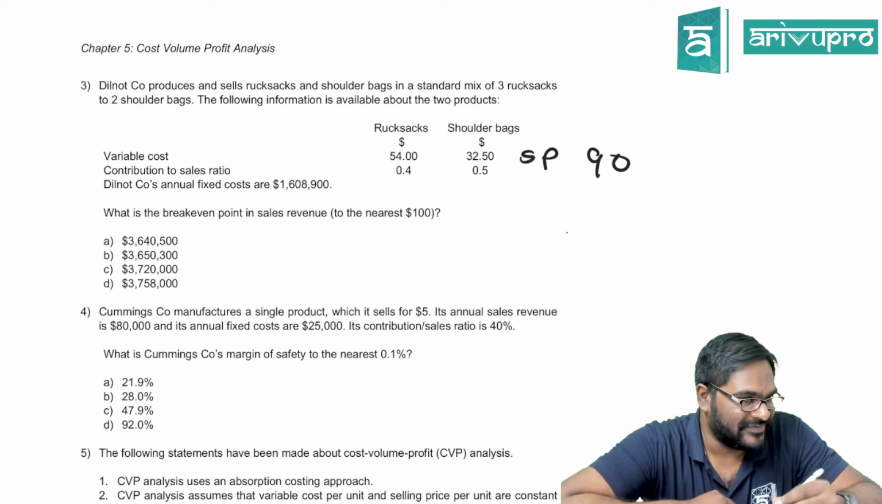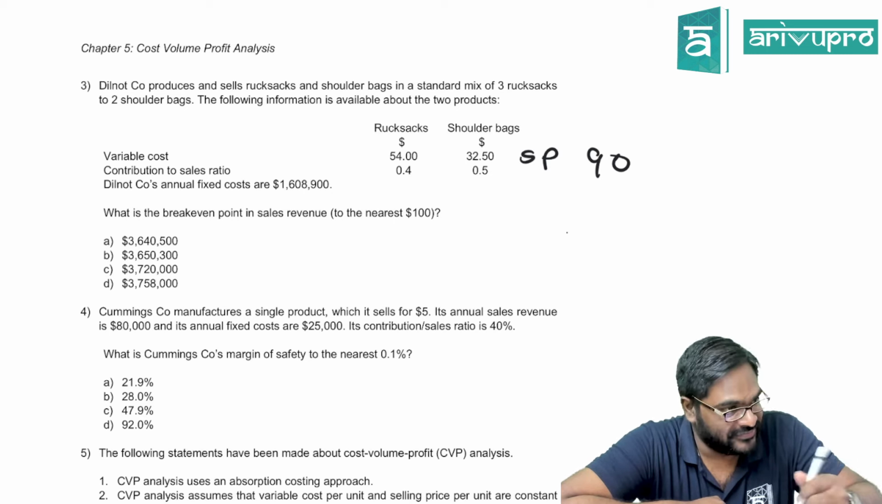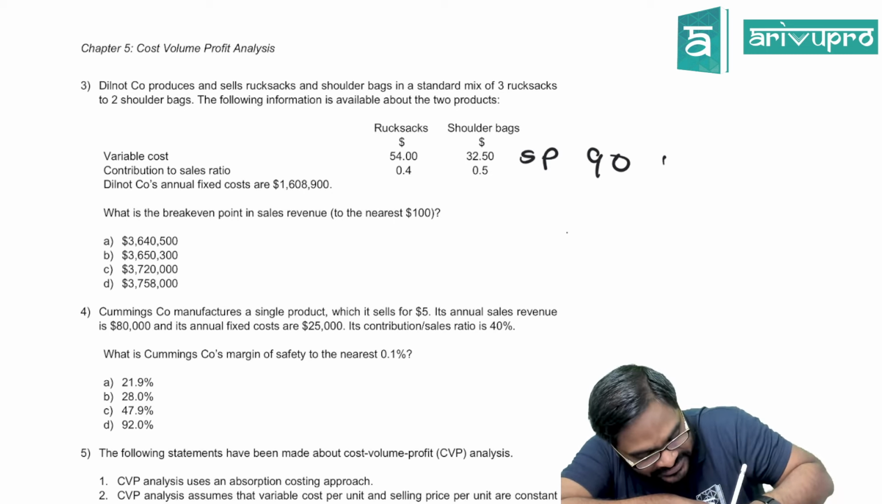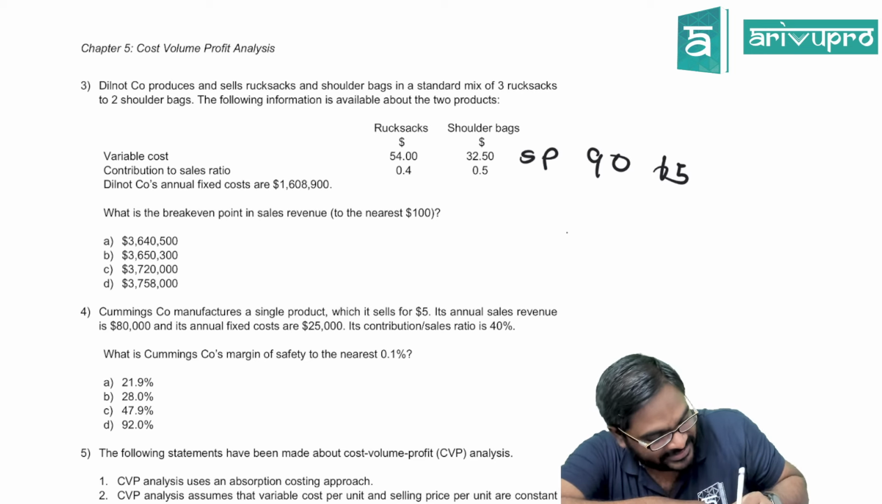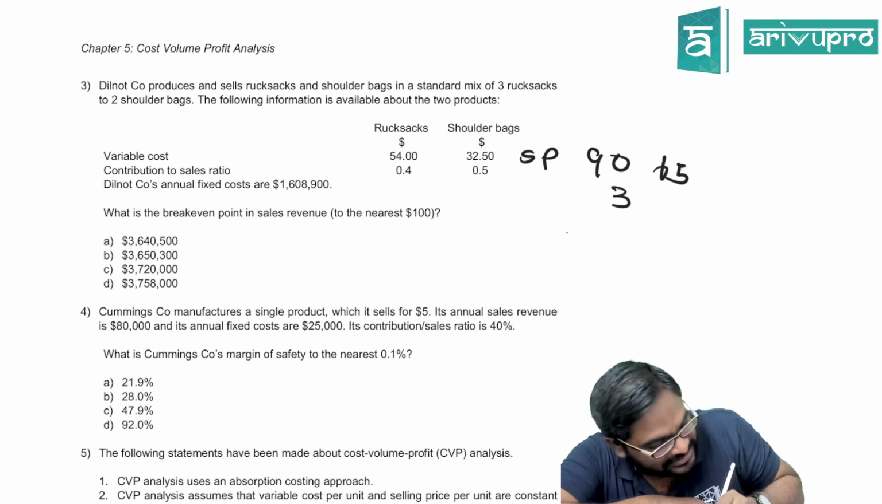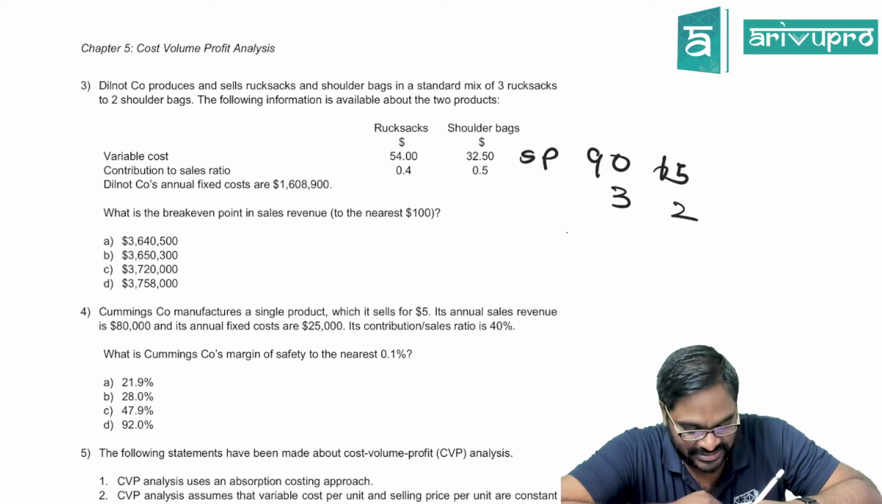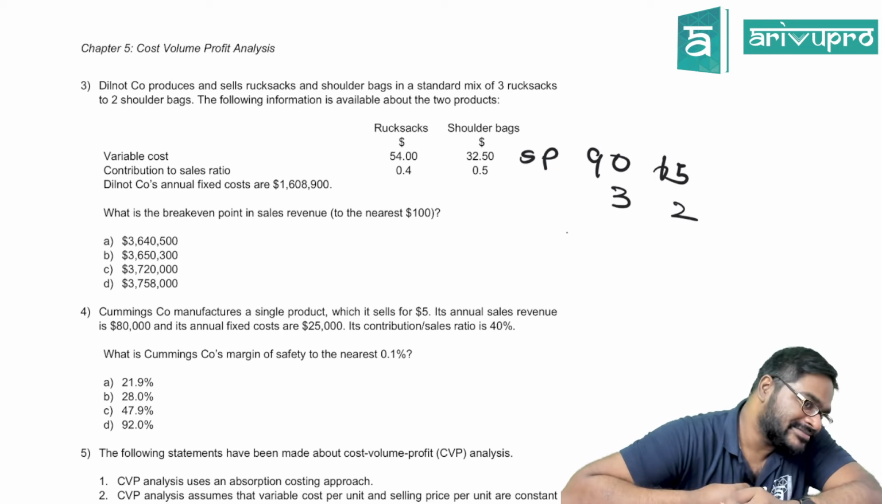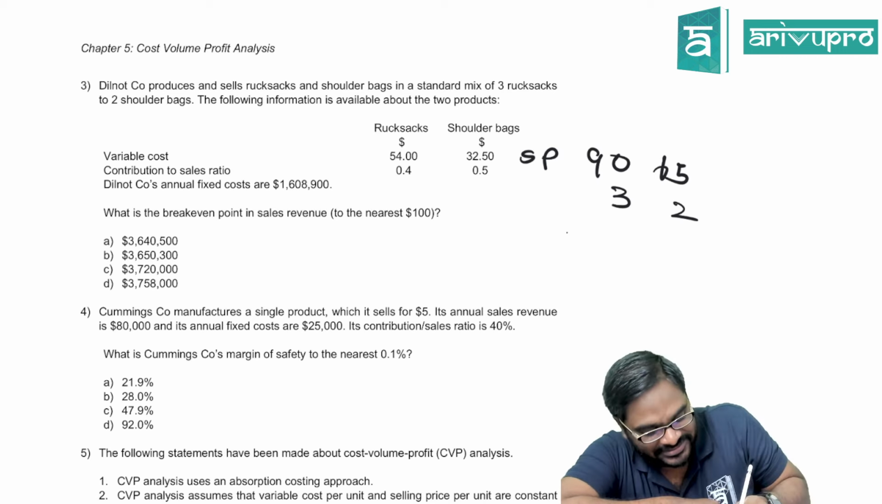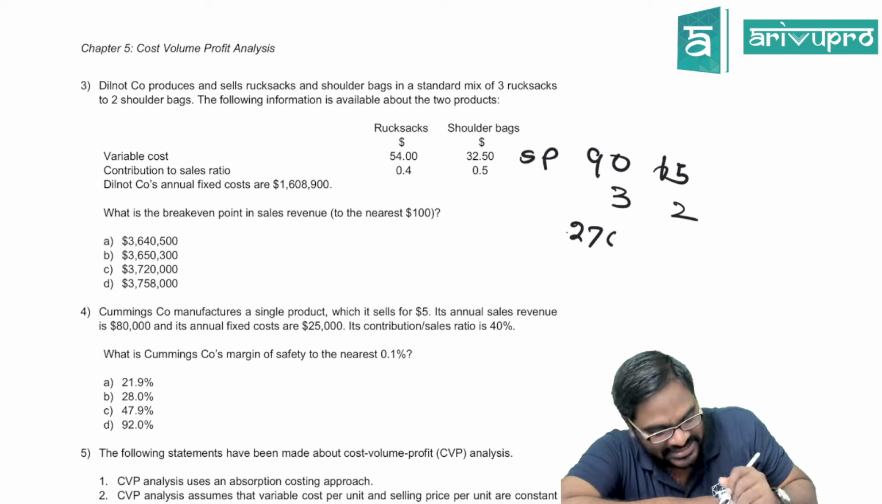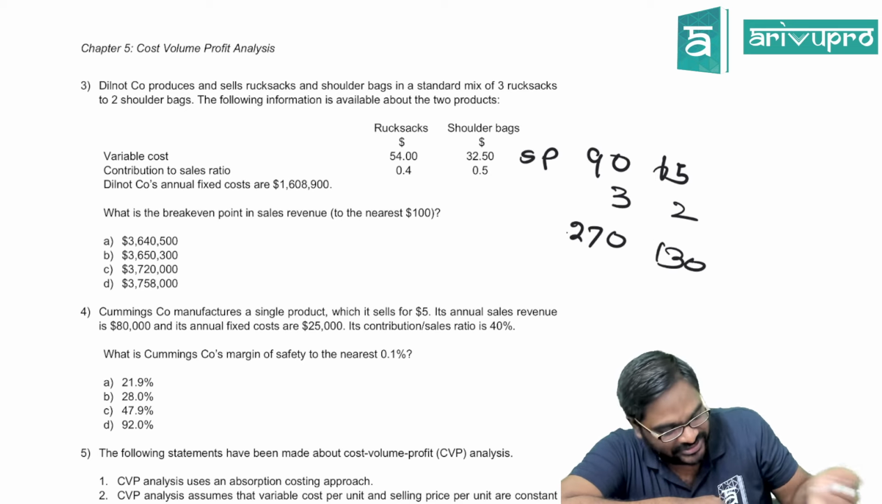90 and 32.5 divided by 50 into 50, 65. Okay. So product mix is 3 from here, 2 from here. Agree? So 3 into 90 would be 270, 65 into 2, 130. Contribution also the same thing.